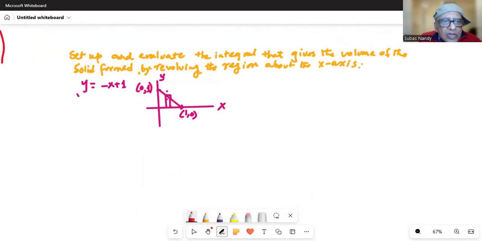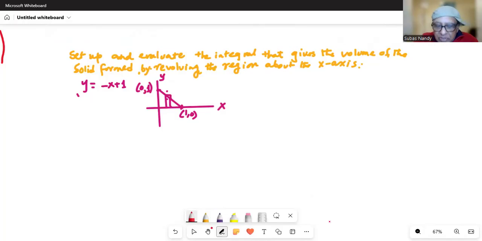over here. It says set up and evaluate the integral that gives the volume of the solid formed by revolving the region about the x-axis. So we have a line y equal to minus x plus 1, with a slope of negative 1, and it intersects the x-axis at (1, 0) and the y-axis at (0, 1). So the straight line is drawn, and we are going to rotate the region around the x-axis.